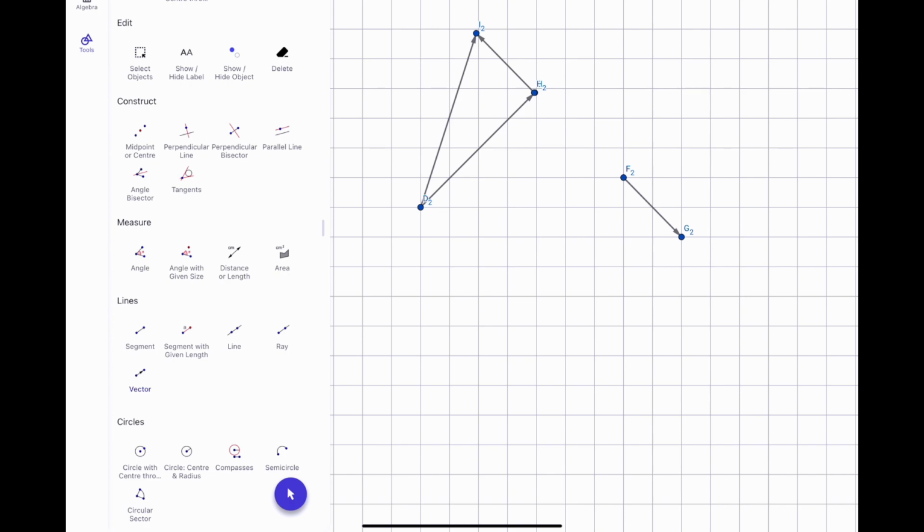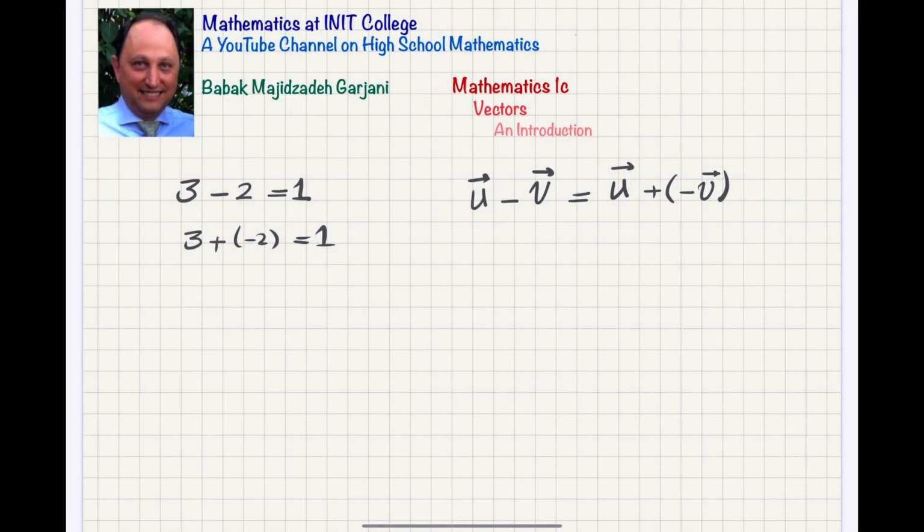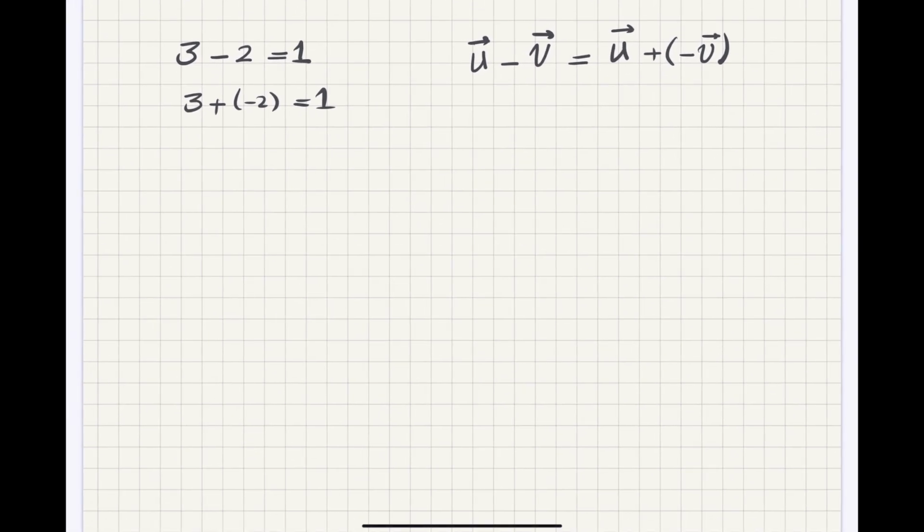Okay, any questions? Okay, so let me give you an example here, and then we can stop. You can work on the exercises for this small part yourself. So let me give you this.